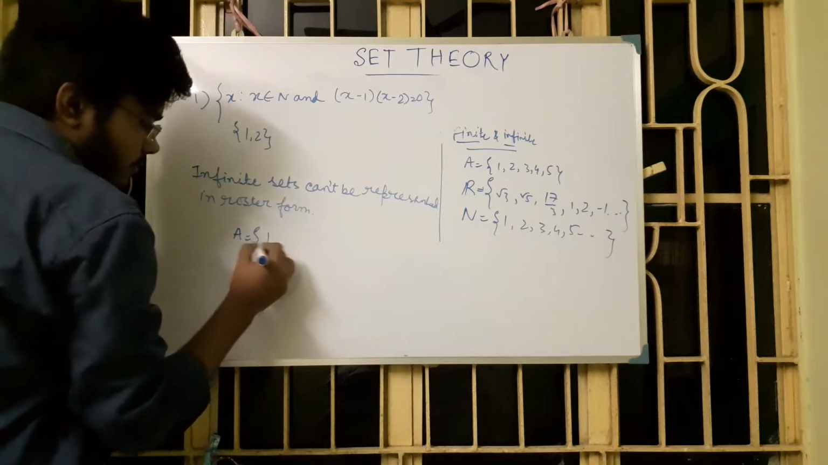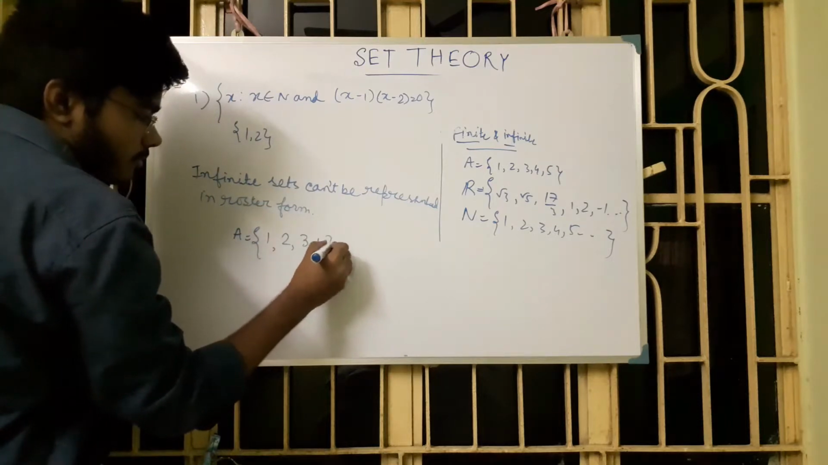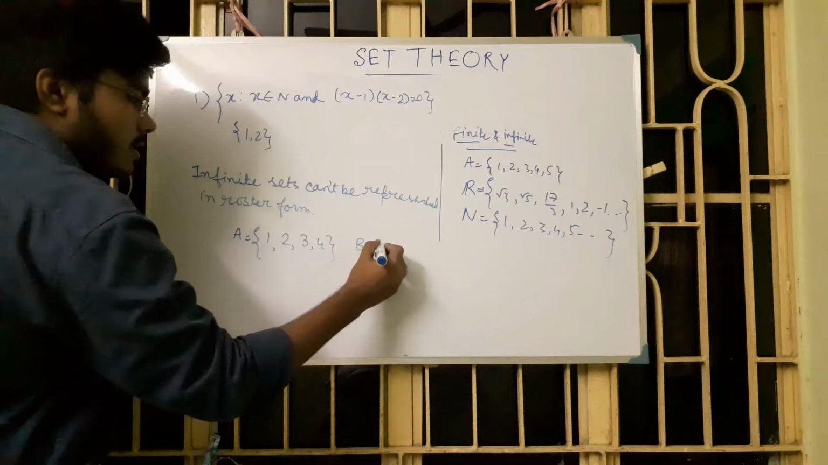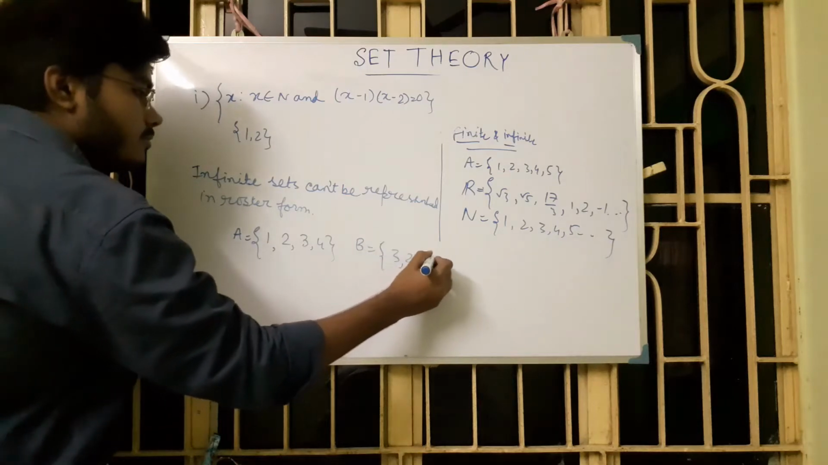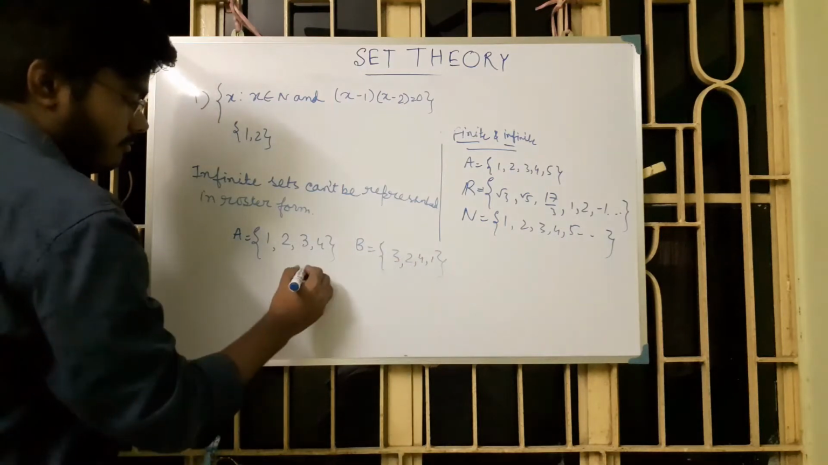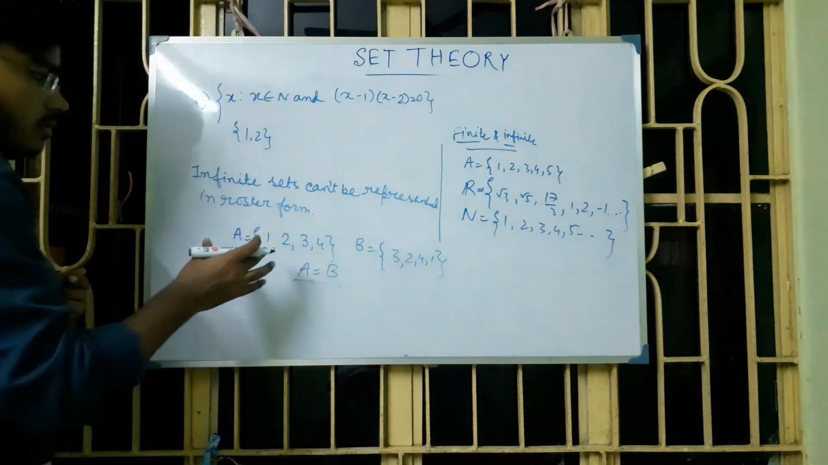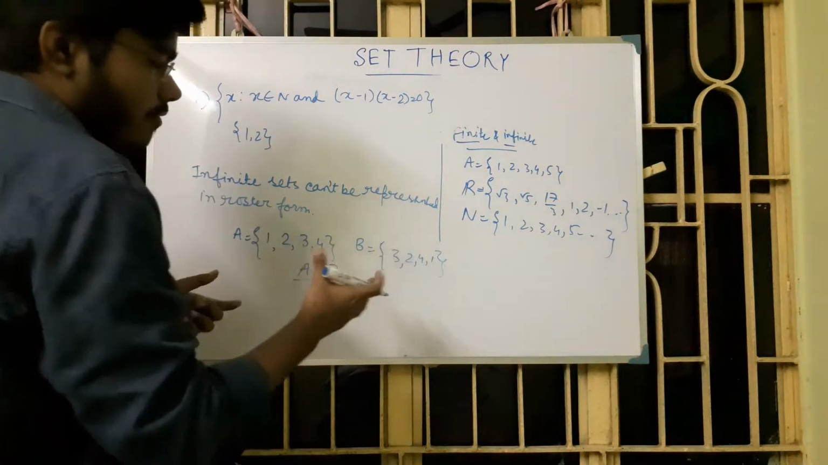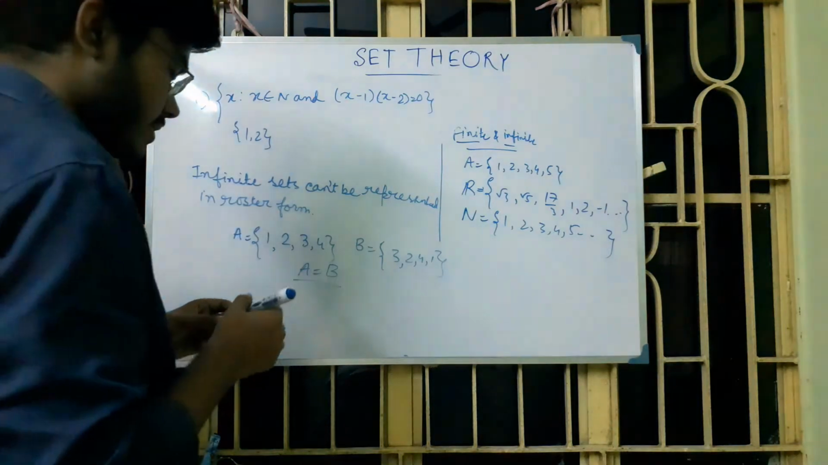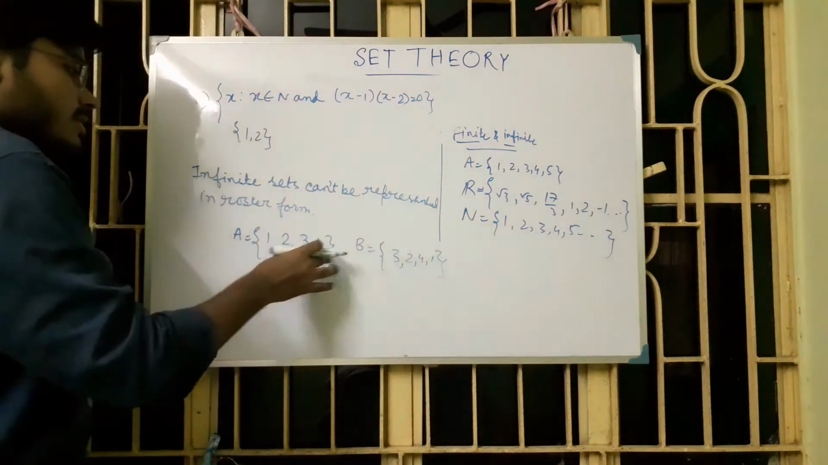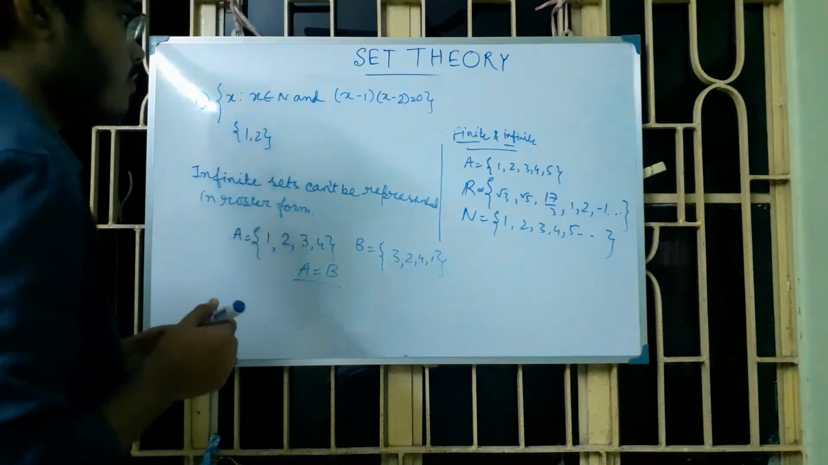If A is 1 2 3 4 and B is 3 2 4 1, both the sets are the same. That means A equals B. The sequence doesn't matter in a set. If the elements are present, then these sets are equal.